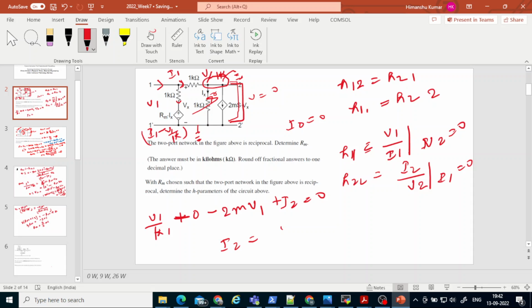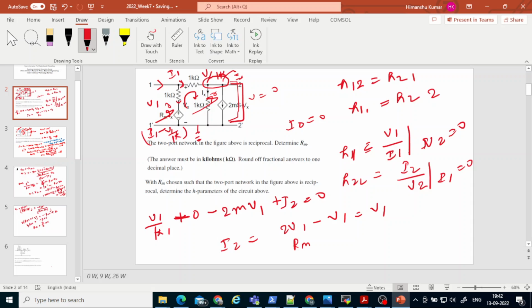Okay, now let's apply the KVL on this side. If we apply KVL in this loop, this will be Rm times Ix. Because Ix is 0, the voltage drop across this will be 0.